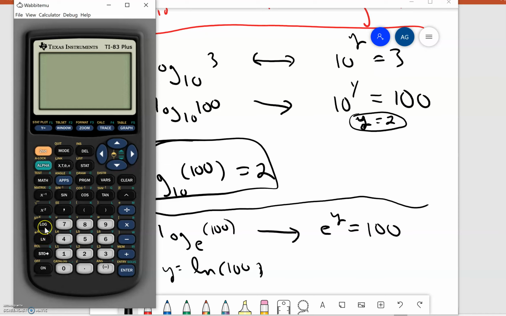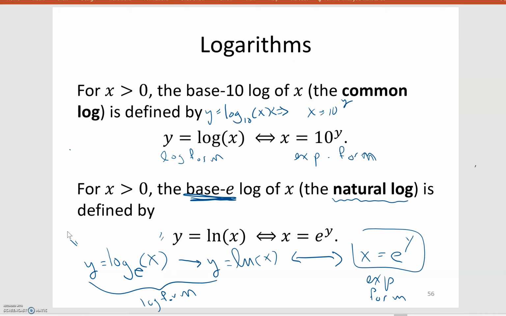So we have dedicated buttons for log base 10 and log base e. Any other log, you don't have a button for that. And frankly, we're not going to be dealing with those other log bases, so I'm not going to worry about it. That's more of an issue you would handle in pre-calculus. Okay. So we've got log base 10, log base e, and honestly, we're pretty much just going to be working with log base e.